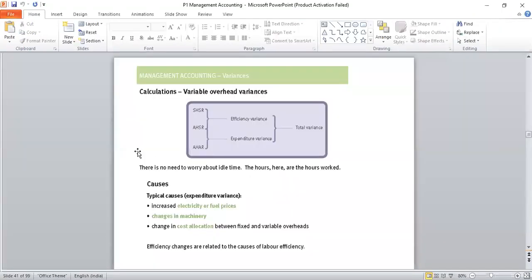The variable overhead variances are split into efficiency variance and expenditure variance. So efficiency variance we already have understood: how many number of hours are consumed. So efficiency variance after adjusting the standard according to the actual activity also, the efficiency variances are calculated. Now looking at what is the expenditure variance. So we have to understand what is the expenditure variance.